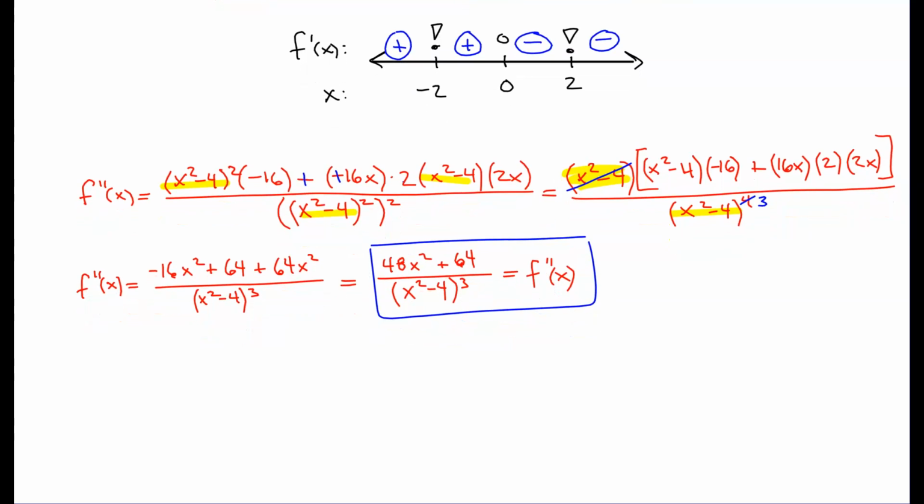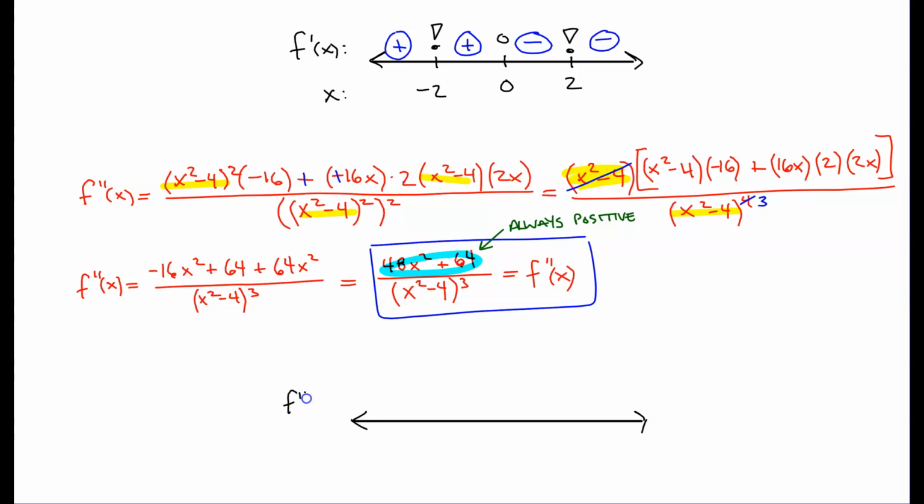My numerator, take a close look at that bad boy. I have 48x squared plus 64. That's always positive, okay? Because I have 48 times a square number. For all real numbers, that's positive, and then I add a positive to it. So I'm just going to make a note here that this is always positive. So the sign chart of the second derivative will be 100% determined by what the sign of the denominator is. So let's go ahead and take a look at that.